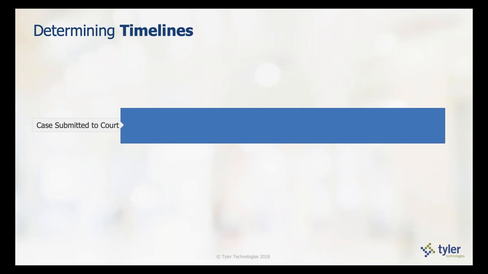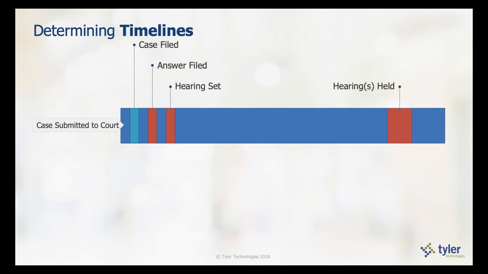So first, the case comes in. Then we are going to get an answer on that case or a response. And then from there, we're going to set the hearing. So you can see that from the time I have the hearing set, I then have this big space there that says hearing held. And then after that, we would have a proposed order from the outcome of the hearing, and then the final order to close the case. So right there is what we consider a very simplified, obviously, process.